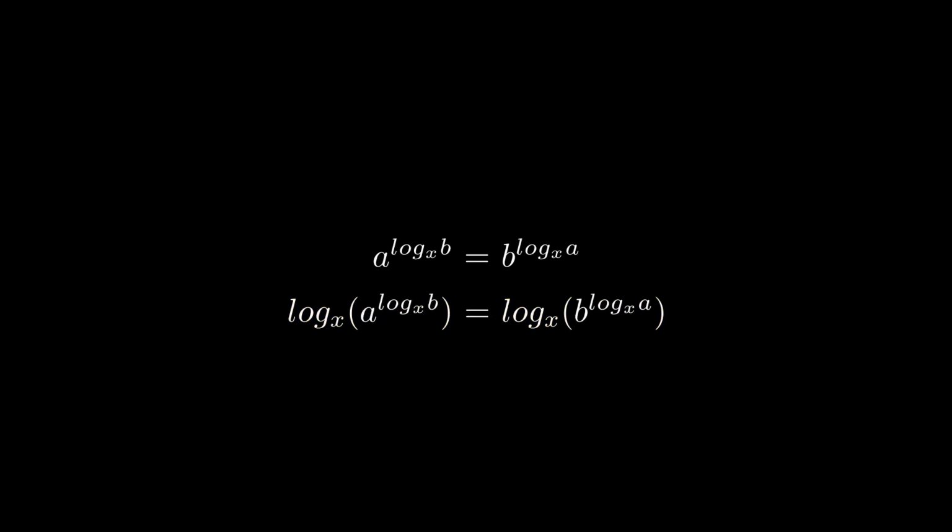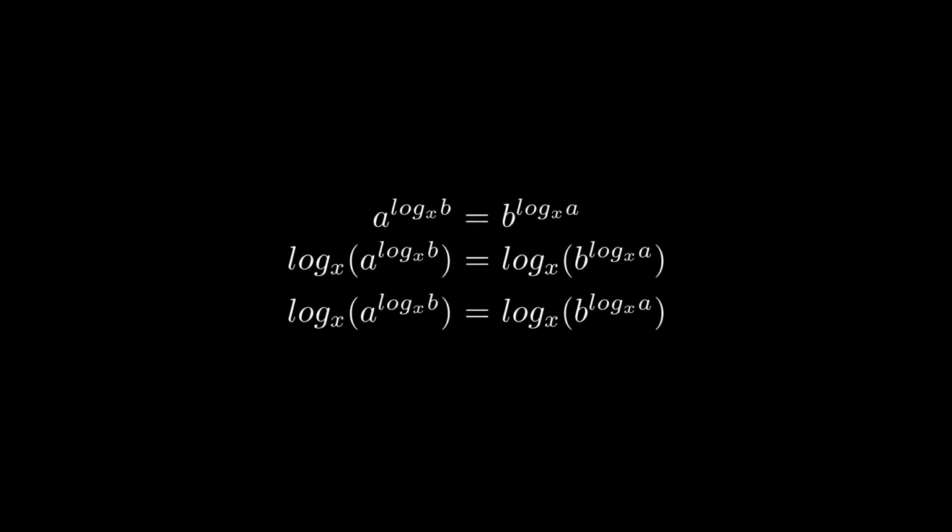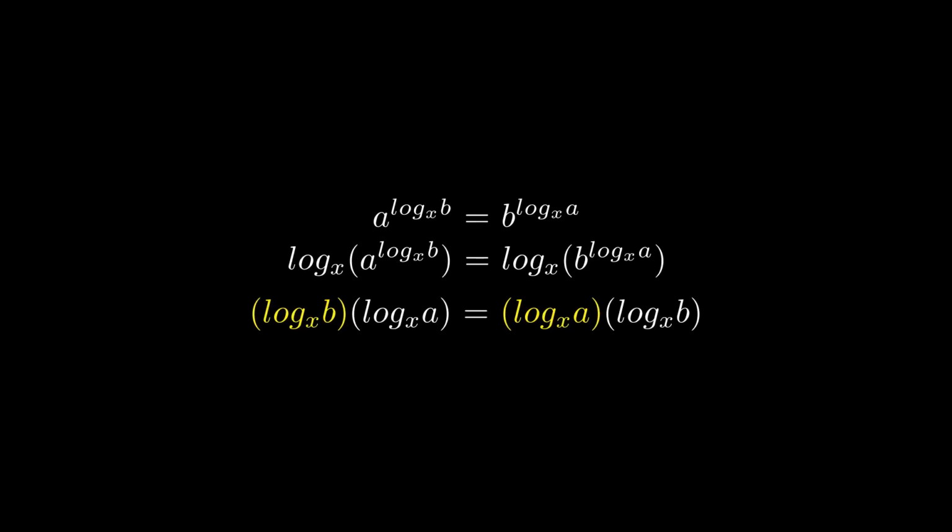Now, using the power rule of log, when the argument has an exponent, it can be taken out of the log and then written as a product alongside it. What we now have are two of the same terms on each side of the equation. Hence, we can say that the initial property that we were trying to prove is also correct.